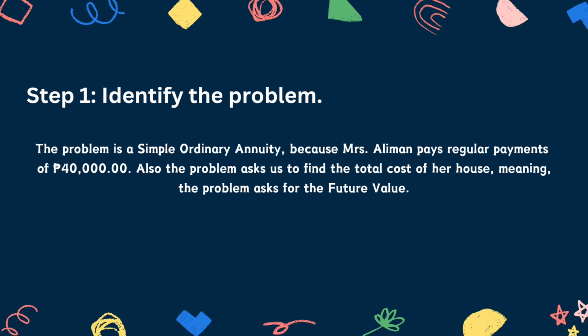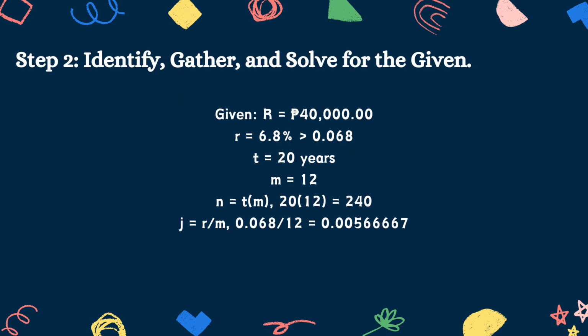The problem is an ordinary annuity because the payments are made at the end of each payment interval, and the problem is also a future value because the problem asks us to determine the total cost of her house. Step 2. Identify and gather the given.